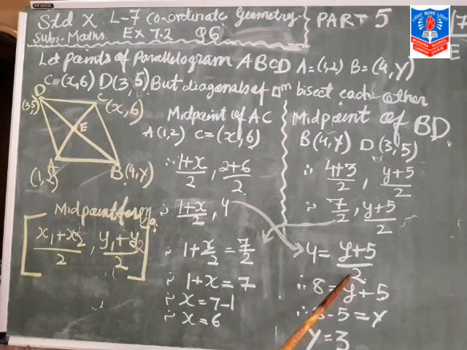Similarly, here cross multiplication. Clear children? Because here the equal sign is there. So 4 2s are 8 equals y + 5. 8 minus 5. We are shifting plus 5 from right to left, equals y. So we can write y = 3. Clear children?